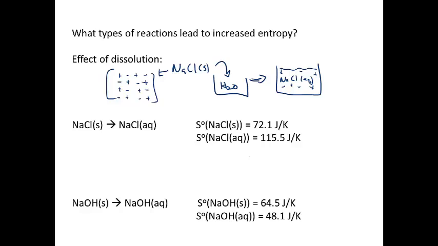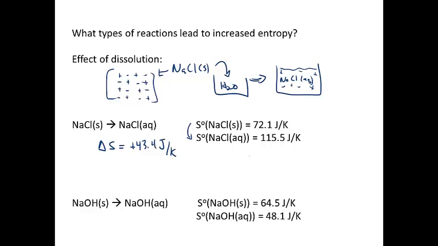And so if we look at the reaction of going from solid to aqueous sodium chloride, we say that that's true. The entropy change for that is 115.5 minus 72.1. And so the entropy change for dissolution of NaCl is equal to plus 43.4 joules per Kelvin. So it's a fairly large positive increase in entropy. So that follows what we were thinking about.